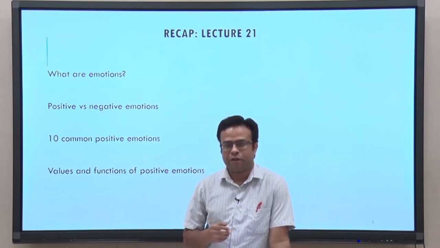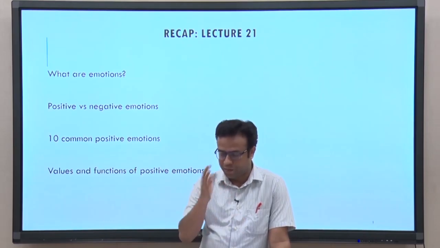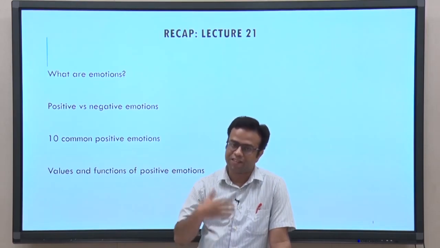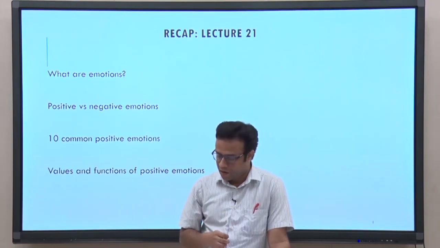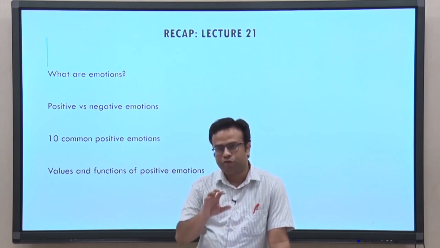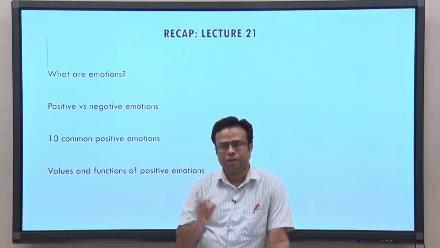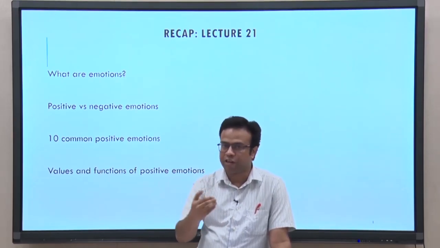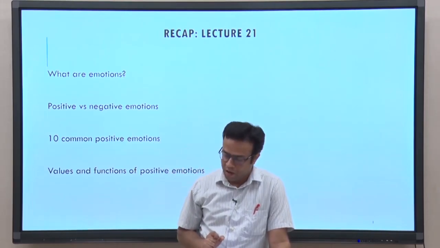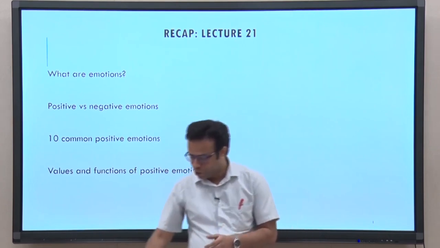In the end, we discussed the concept of positivity ratio, where Professor Barbara Fredrickson and her colleague found in one of their researches that for psychological well-being and flourishing to happen, a ratio of 3 positive emotions against 1 negative emotion was found to be at least important or significant in terms of stimulating a positive developmental spiral. So these are some of the important concepts that we discussed in the last class.